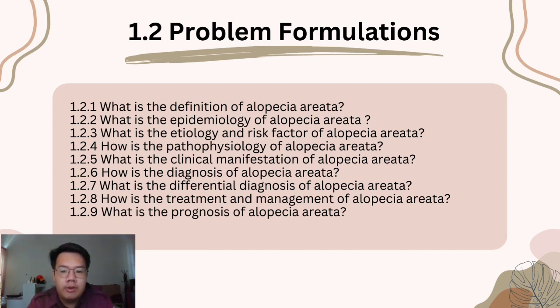In this student project, we have 9 problem formulations. The first is what is the definition of alopecia areata, followed by what is the epidemiology, what is the etiology and risk factors, how is the pathophysiology of alopecia areata, what is the clinical manifestation, how is the diagnosis and the differential diagnosis of this disease, and how is the treatment and management, and also the prognosis of alopecia areata.